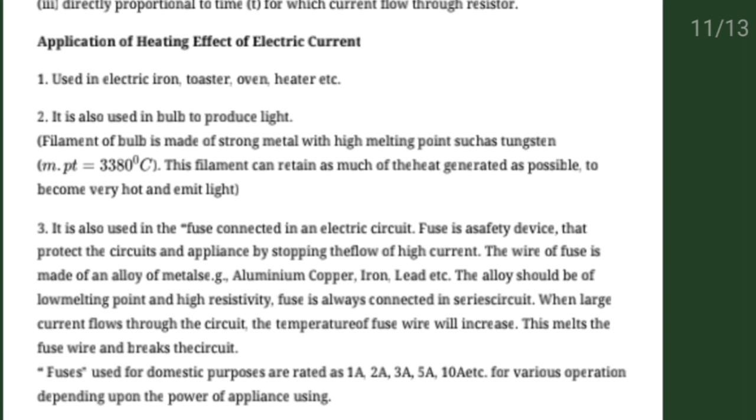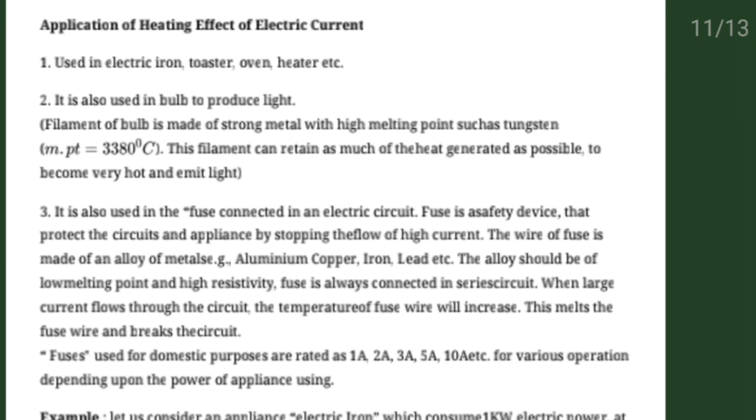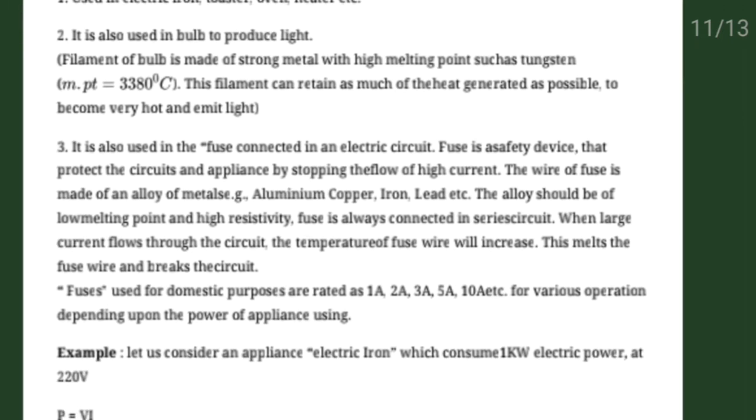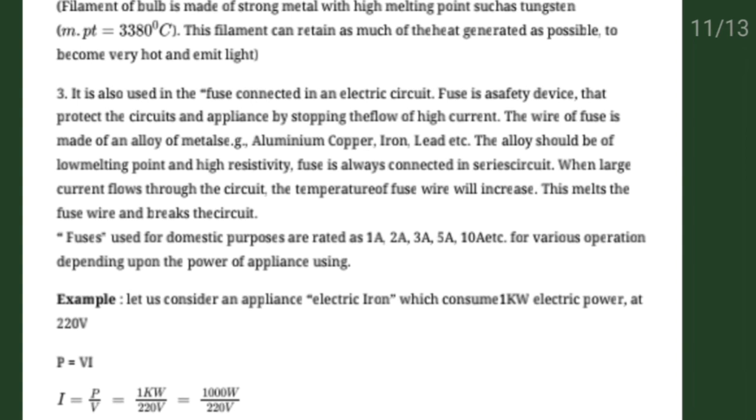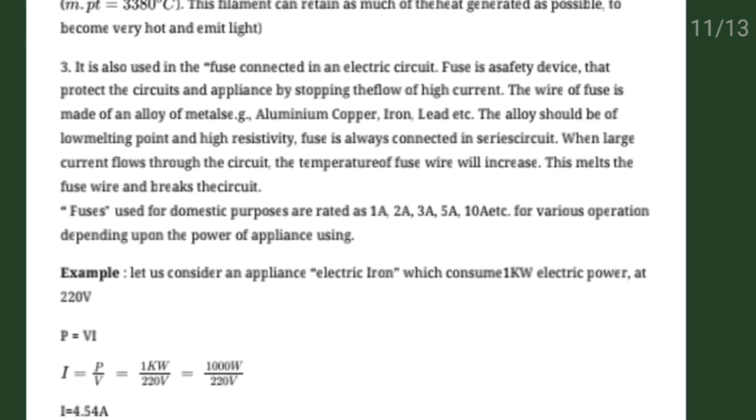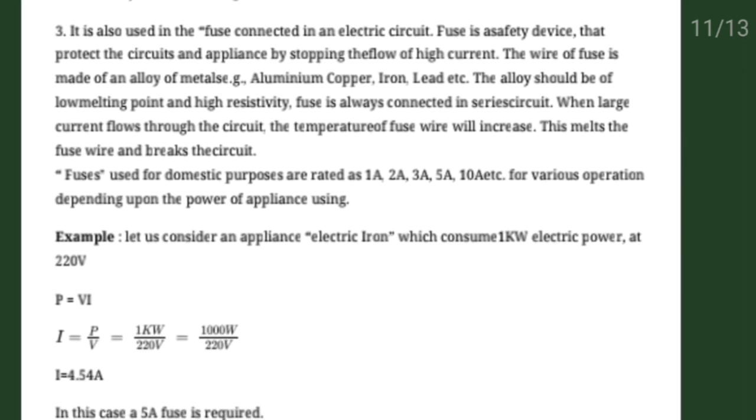Fuses used for domestic purposes are rated as 1 ampere, 2 ampere, 3 ampere, 5 ampere, 10 ampere, etc. for various operations depending upon the power of the appliance being used. Example: let us consider an appliance, an electric iron, which consumes 1 kilowatt electric power at 220 volt. P is equal to VI, therefore I is equal to P by V. So we get a current of 4.54 ampere. In this case, a 5 ampere fuse is required.